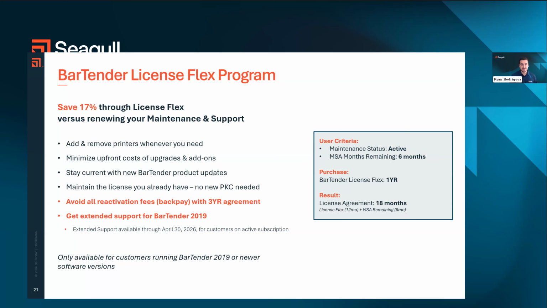So let's say you have 6 months remaining on your contract, but you want to get started on that License Flex program, and you want to purchase a 1 year; that license agreement easily becomes an 18-month agreement. Please take note that this is only available for customers running BarTender 2019 or newer. If you're on 2016 or an older version, please just contact your BarTender reseller or our sales team, and we'd be happy to help you figure out the best action plan to get onto the newest version of the software while taking advantage of the License Flex program.